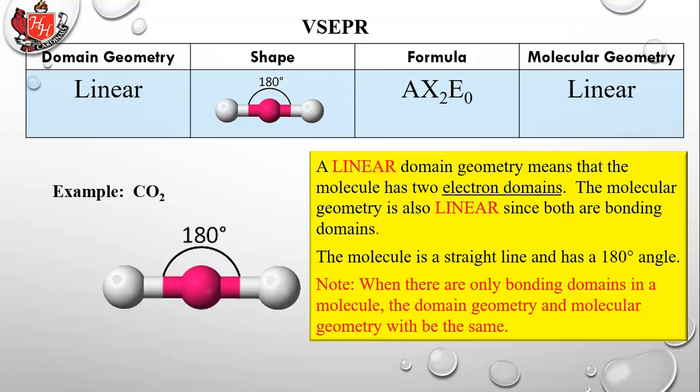Note, when there are only bonding domains, as there is in this case, in a molecule, the domain geometry and the molecular geometry will be the same. They'll have the same name. So that's an example. An example of this is carbon dioxide, CO2. The carbon's in the middle and the 2 oxygens on each side with double bonds in between them. It doesn't matter how many bonds it is. It's a domain. All right, so that's the simplest that we can do. So let's move on.